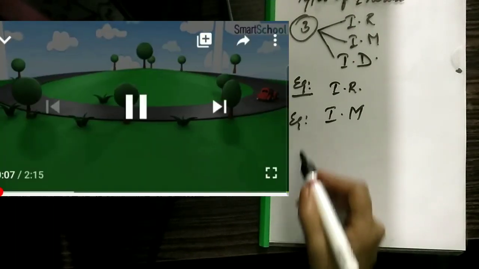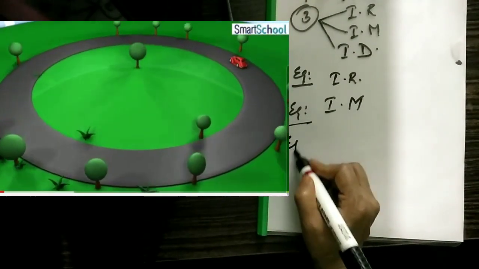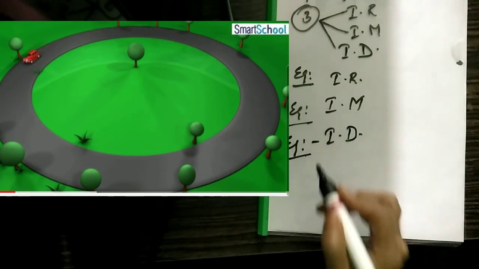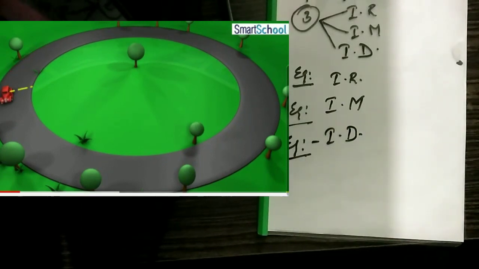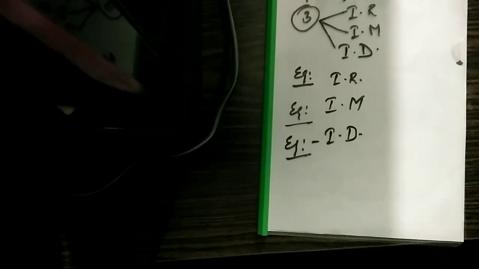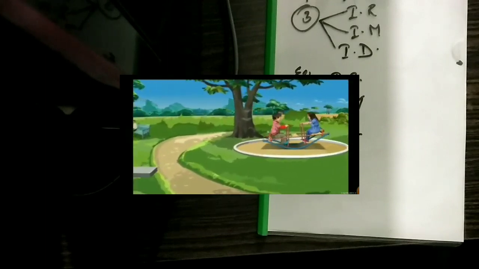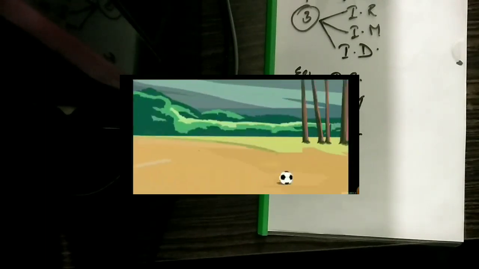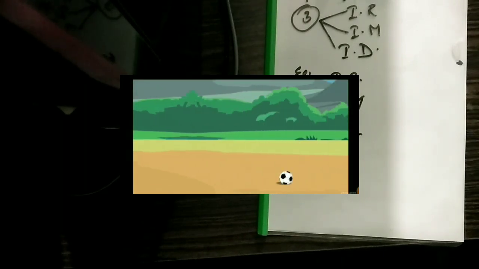This is the example of inertia of motion. Now coming to the example of inertia of direction. I think you have observed that when you are moving in your car and it suddenly takes a curve, you fall in the opposite direction. This is due to inertia of direction.